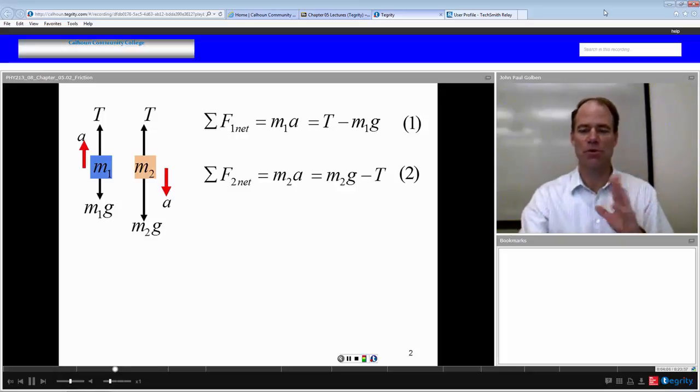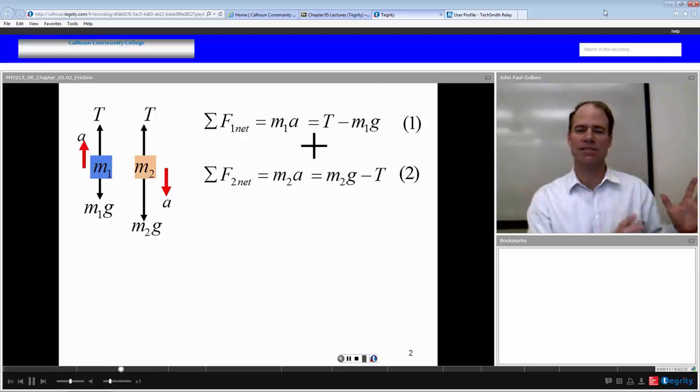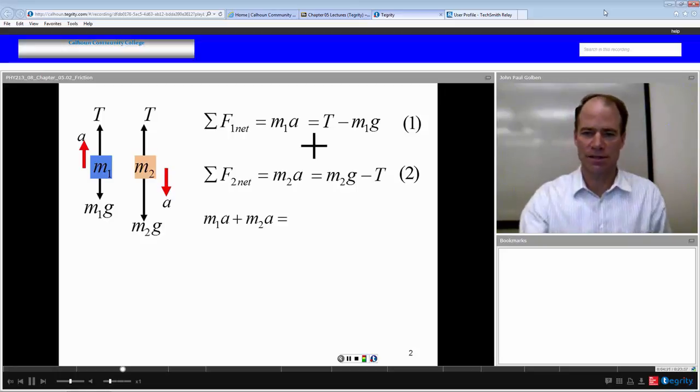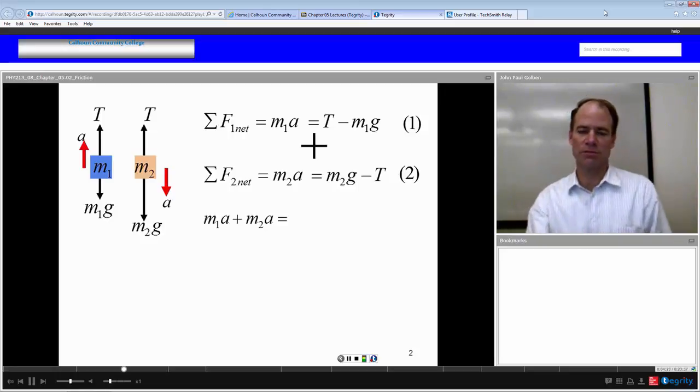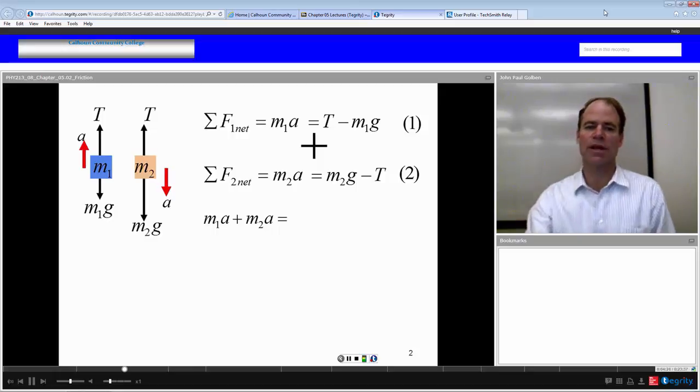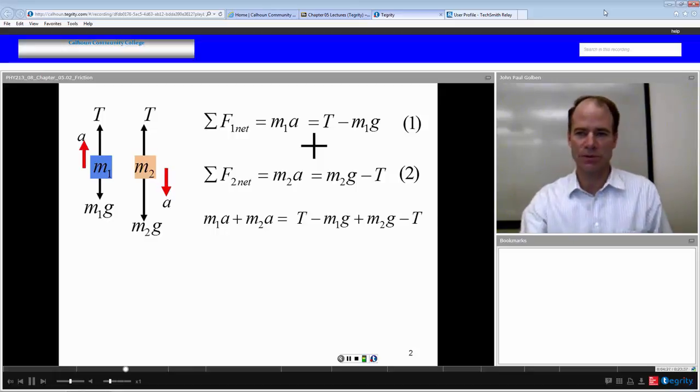And in both these equations, the value of acceleration is the same. So I have two equations with two unknowns. I'm going to add them together. I'm going to add everything on the left-hand side together, everything on the right-hand side together. They're equal, so I should be able to do that. So mass 1a plus mass 2a equals tension minus m1g plus m2g minus tension.